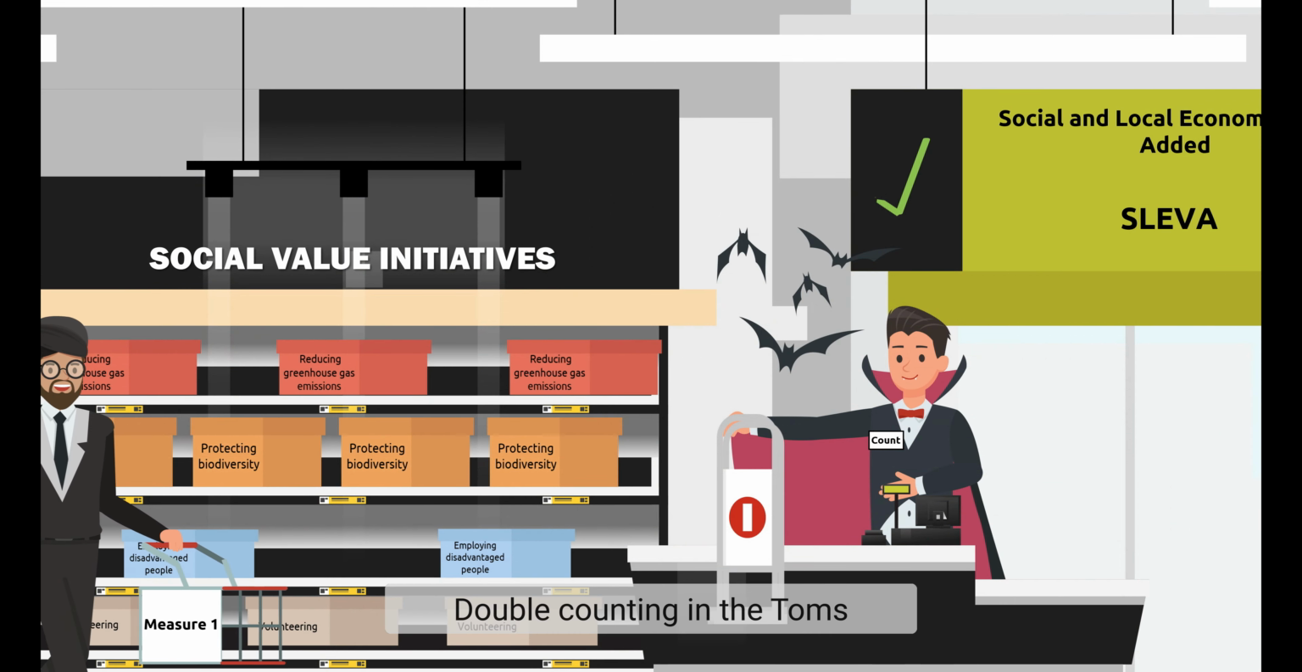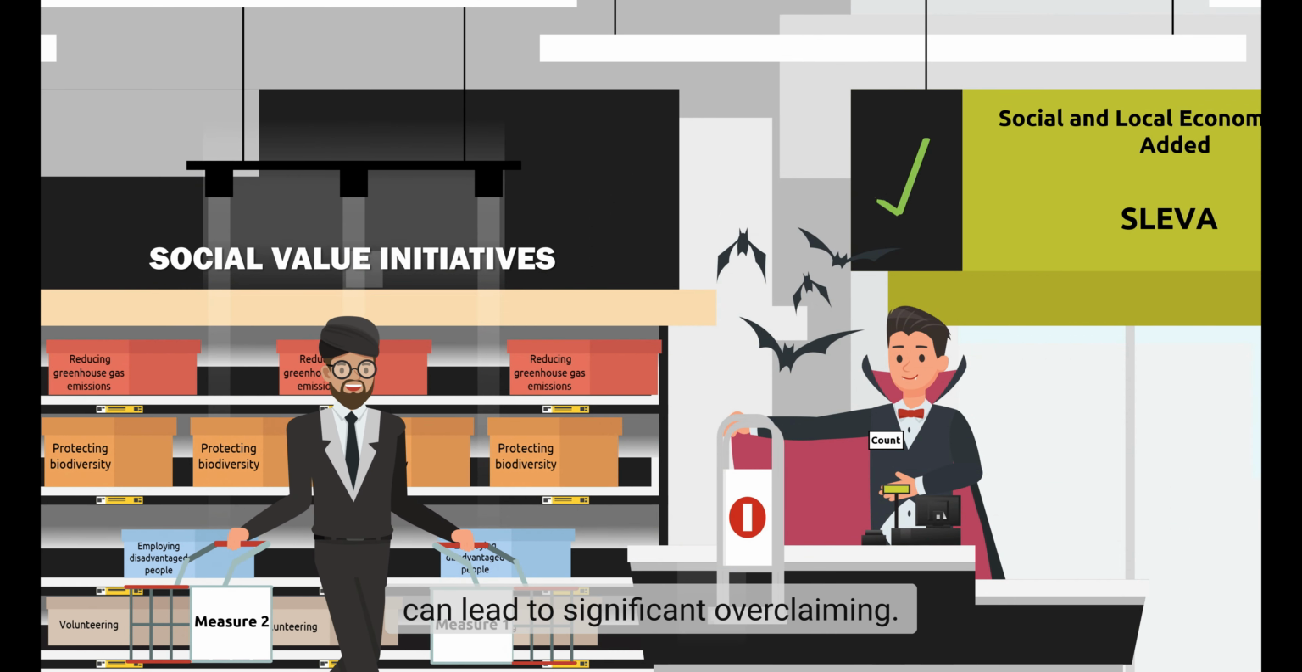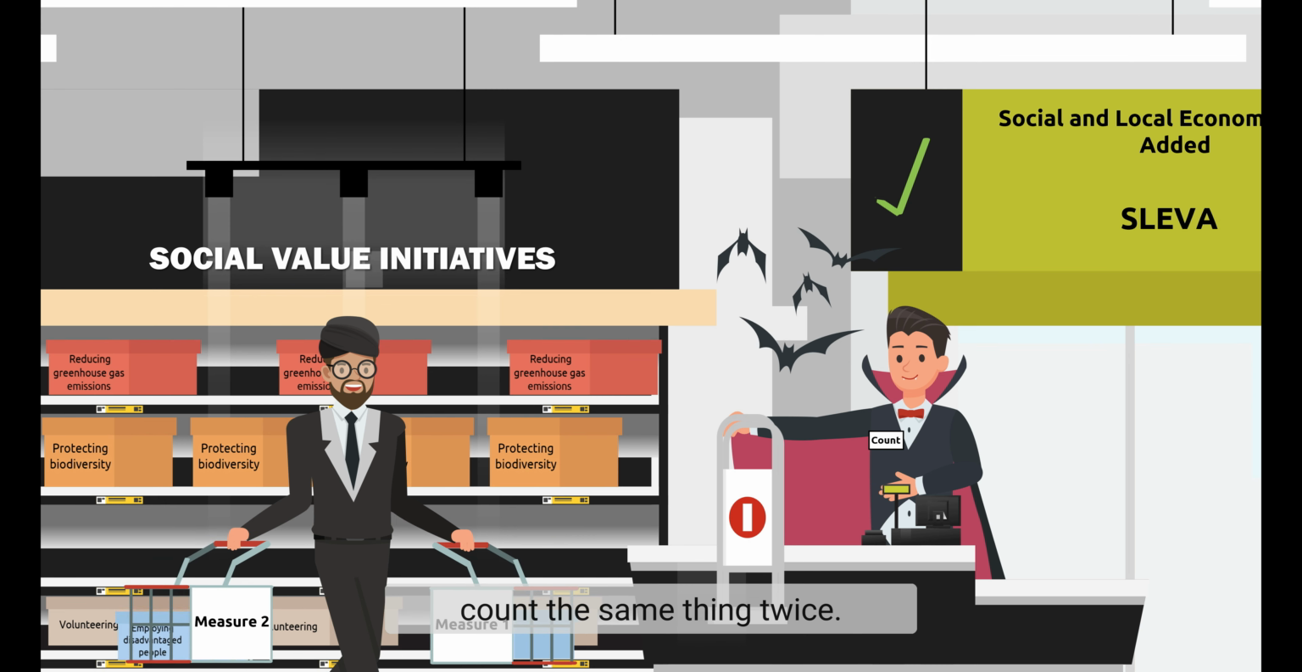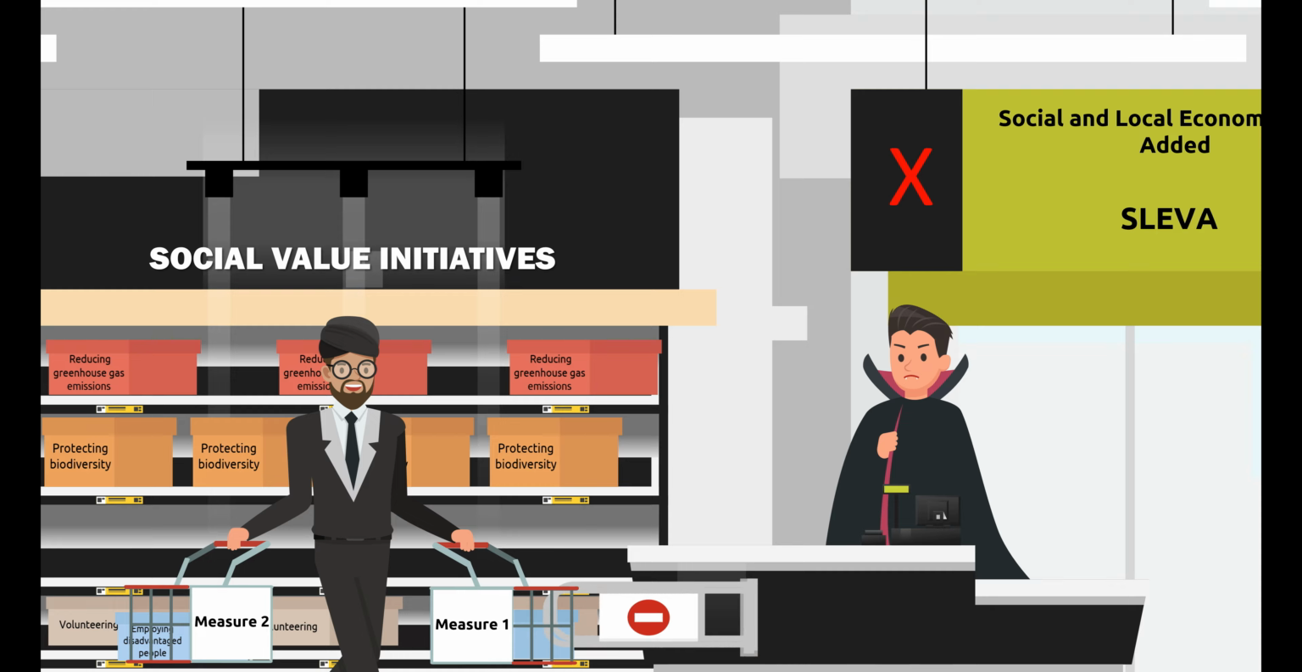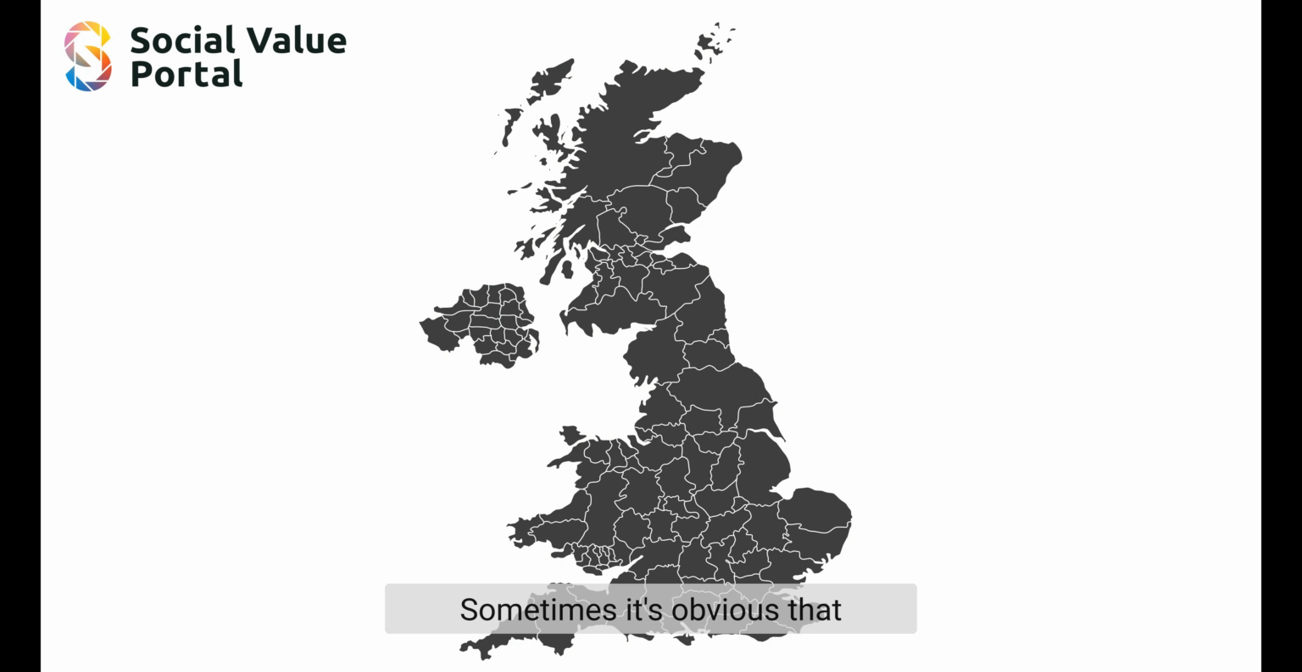Double counting in the TOMS can lead to significant overclaiming. The basic rule is simple: don't count the same thing twice. Sometimes it's obvious that double counting is happening.